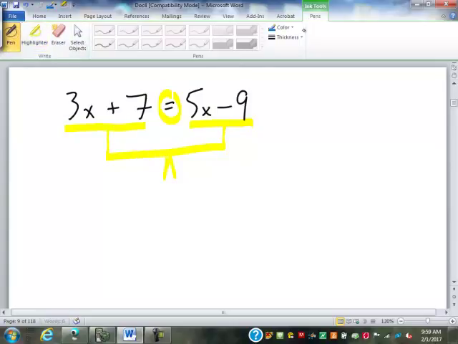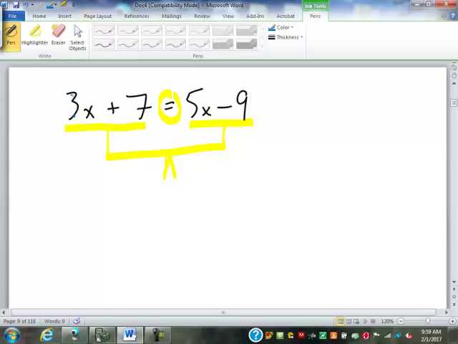But I do still have to combine them somehow. To combine them, what I have to do is basically get rid of one of them. And it's usually easier to get rid of the smallest one. The only reason I say that is because it helps us avoid working with as many negatives. So which one's smaller, 3x or 5x? 3x. So I'm going to get rid of the 3x.